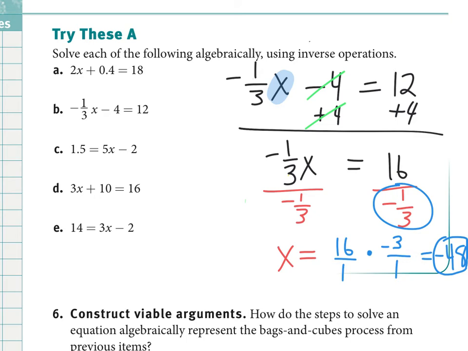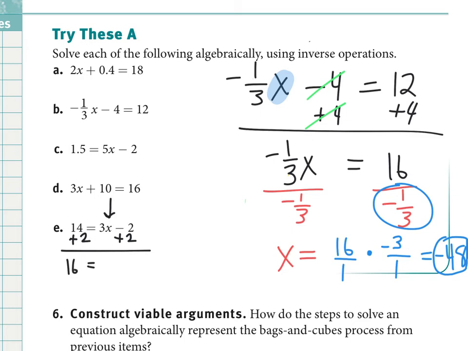Okay, why don't we do one last one real quick? Let's just jump down and do part E just for fun. So part E says 14 equals 3x minus 2. Okay, so they just switched the sides, the variable's on the right side here. That's okay. We're going to do the same thing. So we're going to add the 2 first to get rid of that. Do it to both sides of the equation. Keep things equal. Right? 14 plus 2, of course, is 16.